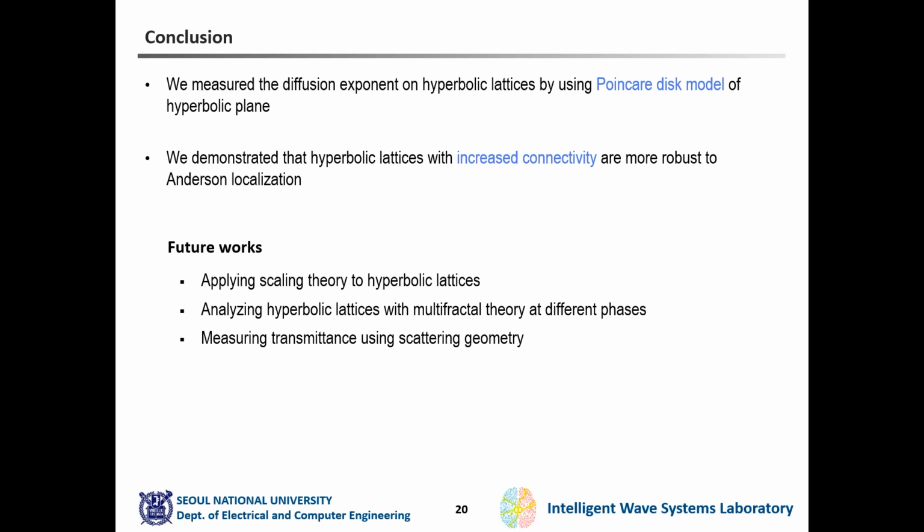Furthermore, we plan to analyze the structure with multifractal theory at different phases of material, which are the delocalized, critical, and localized phases. Finally, we plan to measure transmittance and reflectance of hyperbolic lattice by defining an appropriate scattering geometry on it and associate it with scaling theory.